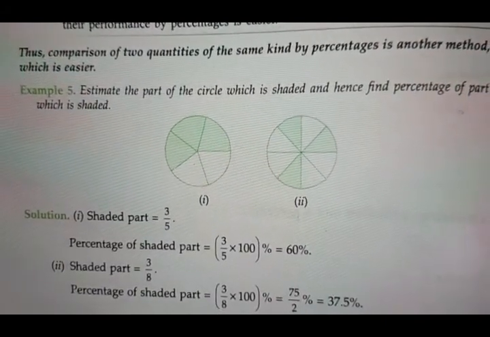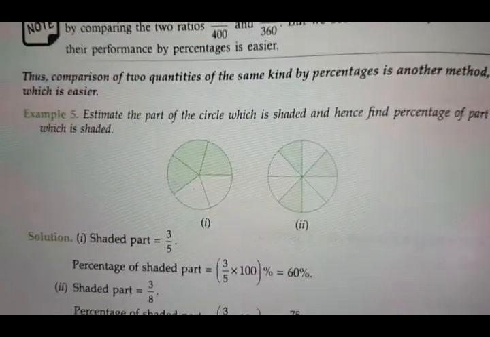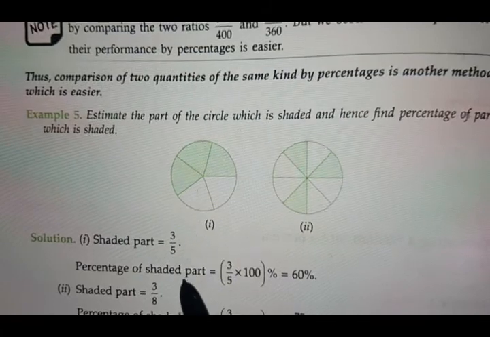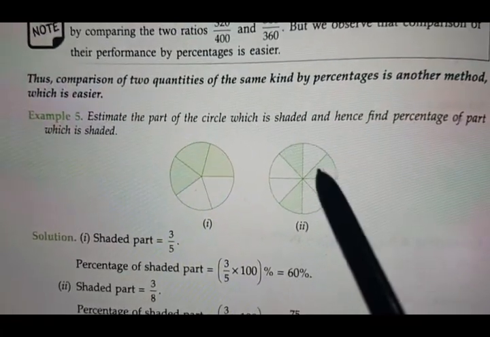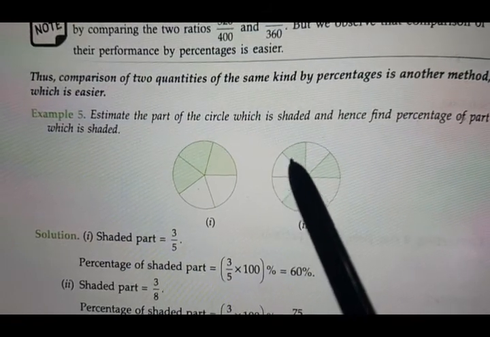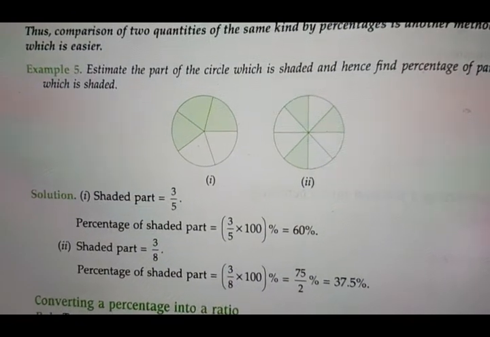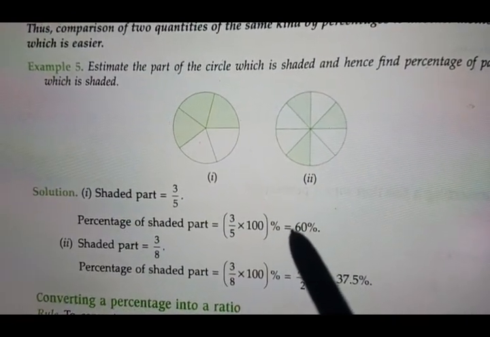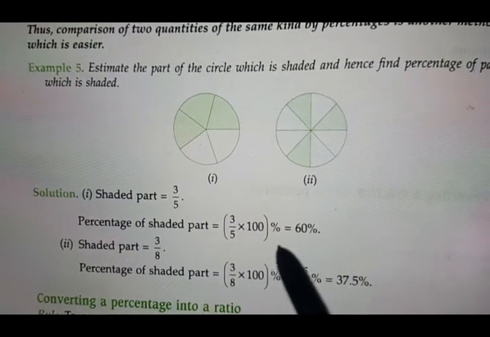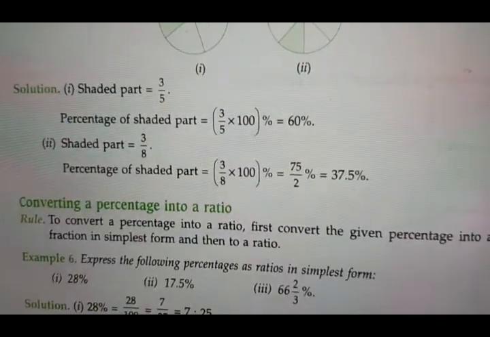Now let's talk about the fractional part, the diagrammatic part. If we have three shaded parts out of 5, so 3 upon 5, and we have to find the percentage. So multiply by 100, 60%. Now we have 3 shaded out of 8. So 3 upon 8 into 100, which gives 75 upon 2, or 37.5%.